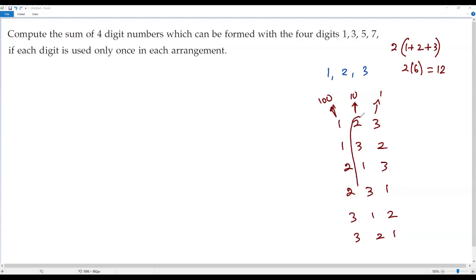What if I add the numbers in tens place? I'll be getting the same total 12 because each digit is repeated two times. What if I add the numbers in hundreds place? Again, the same total, I'll be getting 12. So in ones place, I'm getting the total 12.